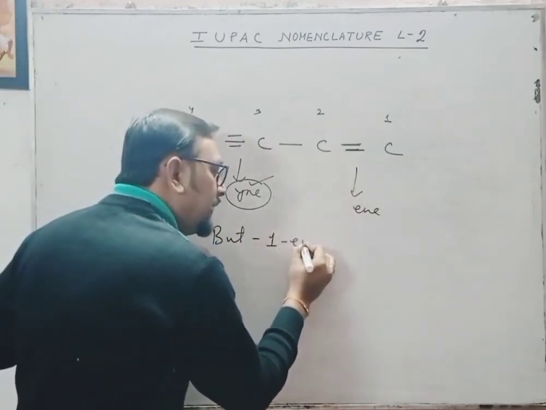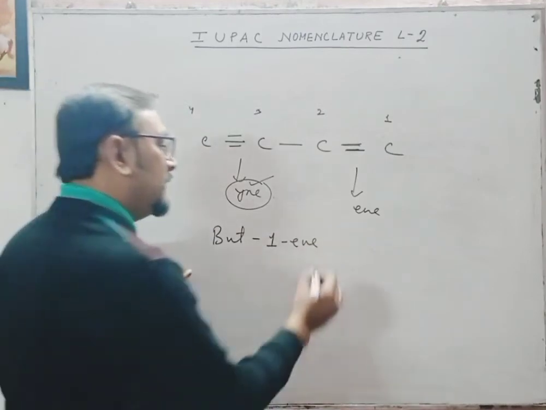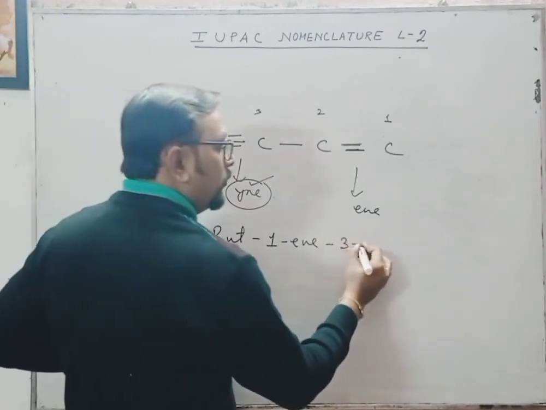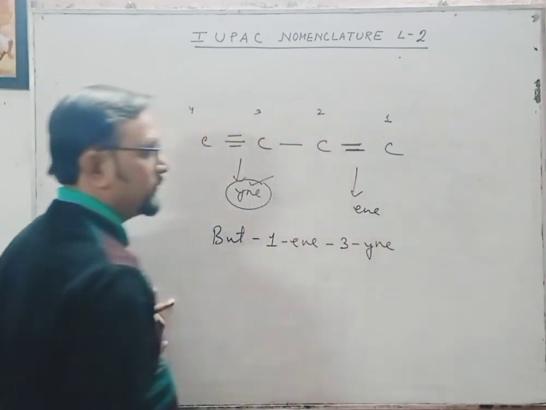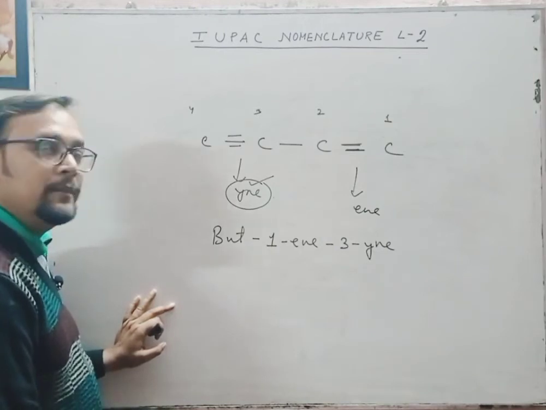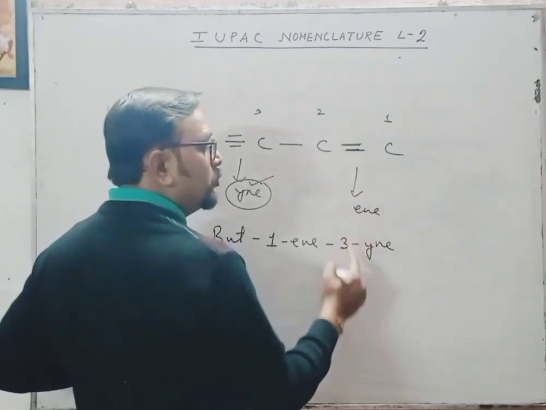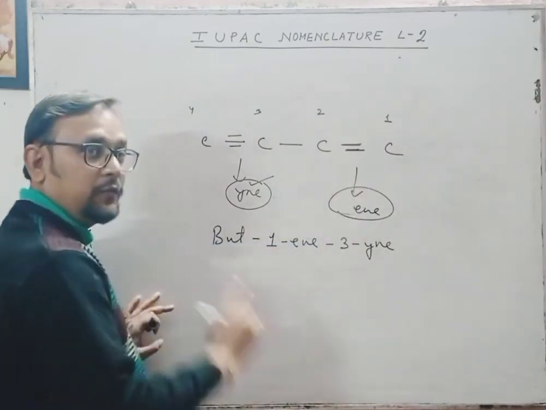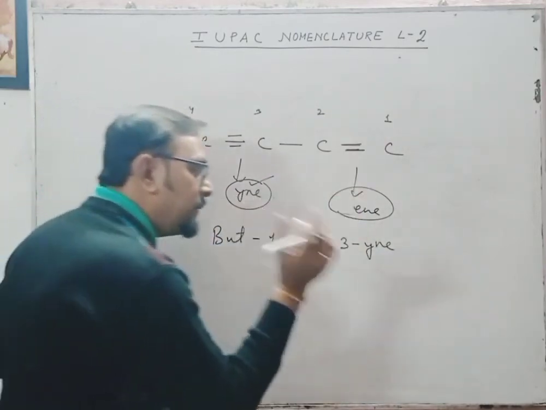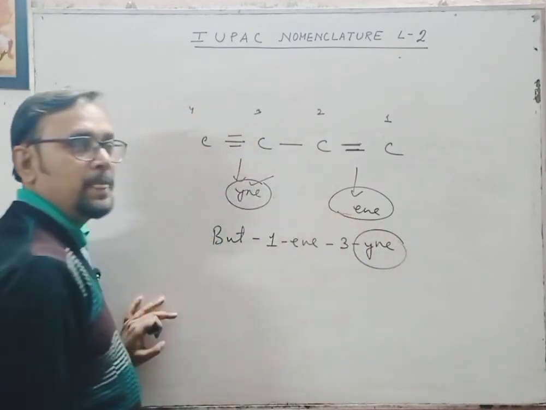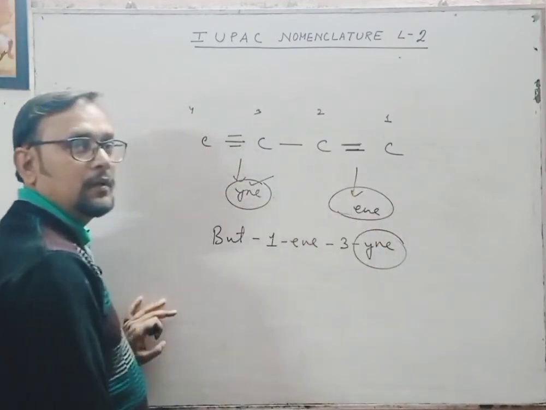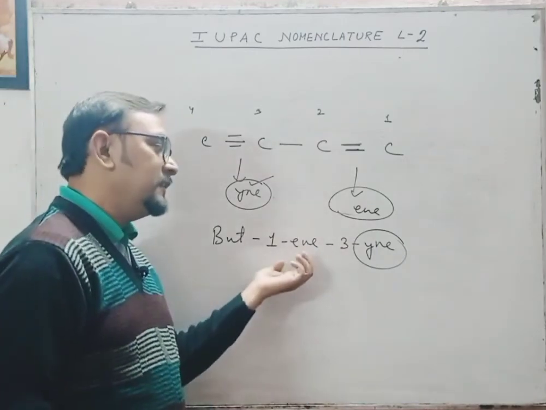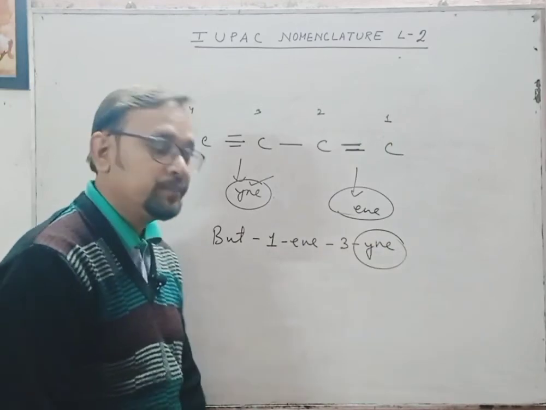1-ene. Then finally 3-yne. Yes, this will be the name. So here I have given the preference to ene in the numbering, but as a naming part I am giving preference to yne as a compound. Understood? So whenever these ene and yne come together, place ene first and then yne.